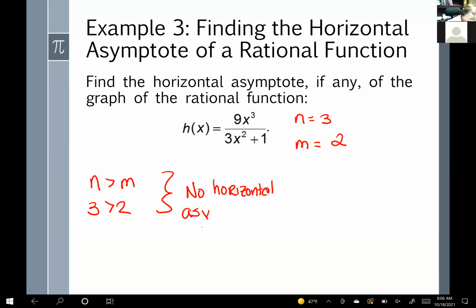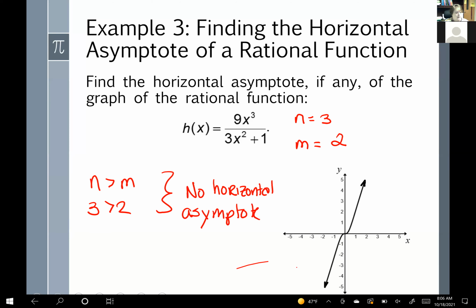And if I graph this, you'll be able to see this. Well, there it is. There is no y value that my function approaches as x increases without bound.